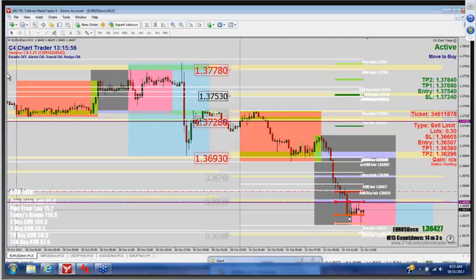And what we're looking at here is we have an area that was broken, and we'd like to retest it and see if we can get some more pips. Although I think we might be at the end of our range here.